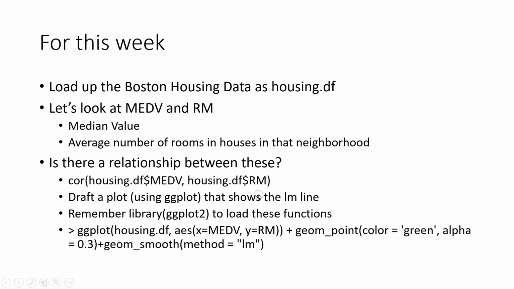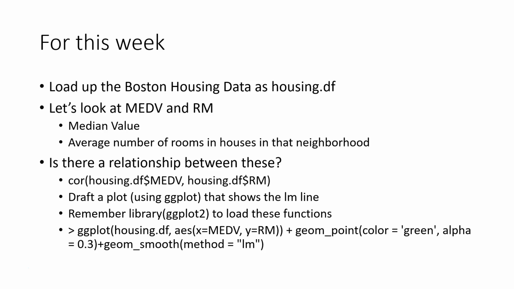Okay. For this week, we're going to load up the Boston housing data set. You've already done that. You know how to do that. Put it into a data frame called housing.df. Let's look at the variables median value and rooms. What I'm trying to figure out is if there is a way for me to use the number of rooms in a house to predict what the median value would be. So we have median value, we have average number of rooms for houses in that neighborhood. Is there a relationship between these?